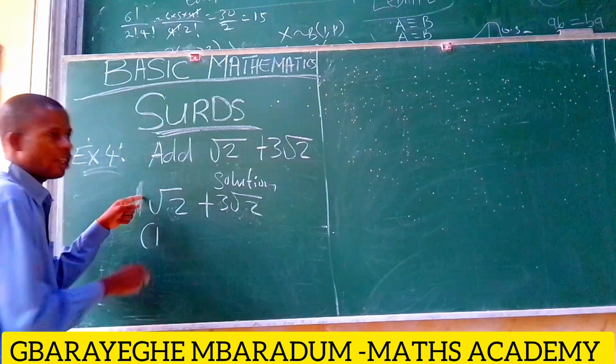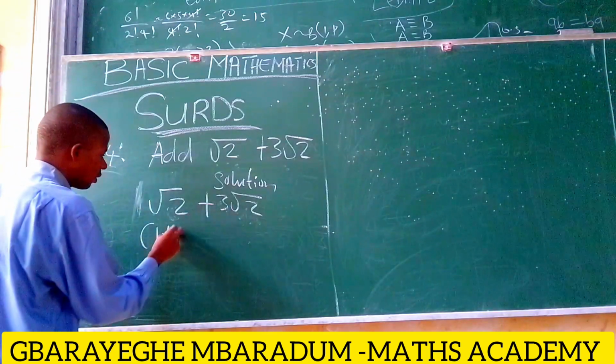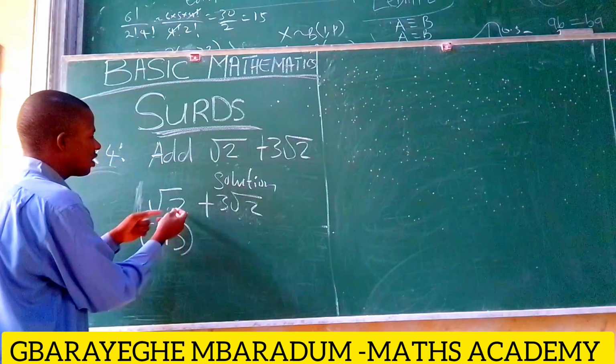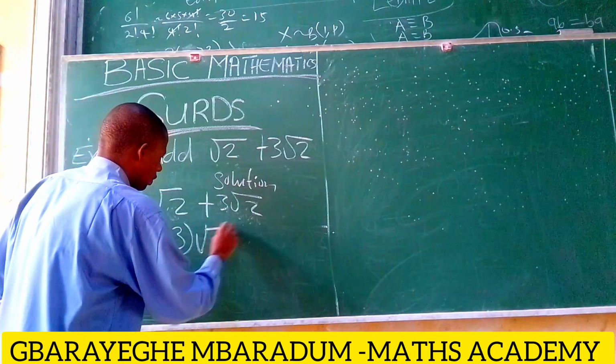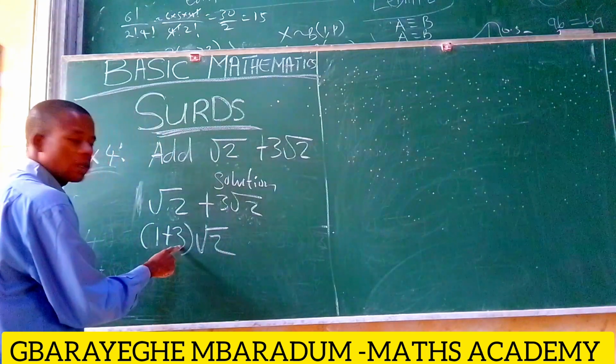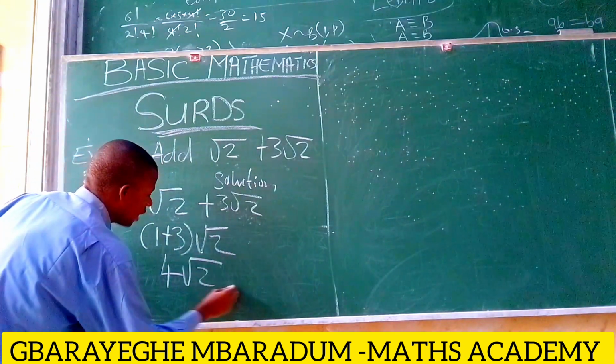There is an invisible 1 here. That's why I take the coefficient 1. 1 plus the coefficient of this one, which is 3, right? Then we take the base that is common, which is root 2. So 1 plus 3 is 4, right? Root 2. And this is the final answer.